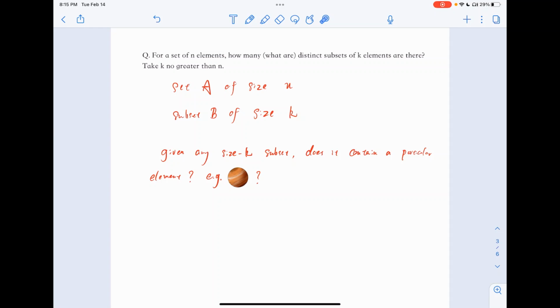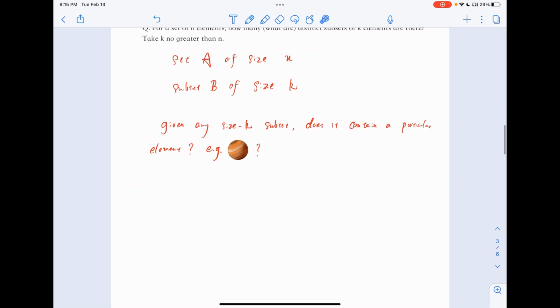So say I have a set A of size n, and I'm looking to enumerate all the subsets of a certain size k. Each of them has k elements in them. I want to enumerate them. I want to count how many of these subsets there are of exactly k elements.